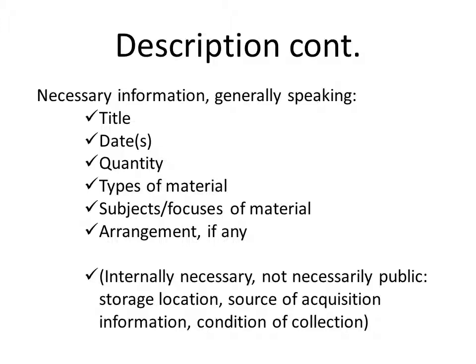So some other basic things that you're going to want to include in pretty much any description that you do are going to be the dates, the quantity, the types of material, the subjects, the focuses of the material, the arrangement if there's anything, what you've already been thinking about, what you've already been working on as you appraised the collection, as you acquired it, as you arranged it. So this is all what you're going to be writing up now to make all that information available to your researchers. And I'll go into a little more detail now about each of those things.